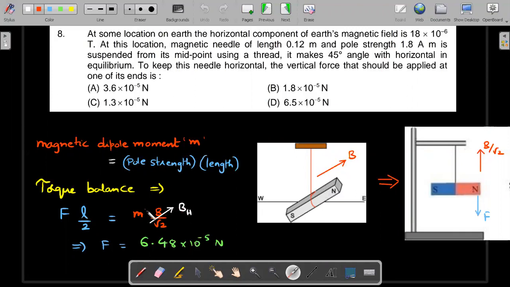Not only that, he didn't directly give the magnetic dipole moment of the bar magnet. You should know that it is nothing but the product of pole strength and length. You can check the units: ampere meter square is the unit of magnetic dipole moment. So substituting all the values, you get the required answer for the force as 6.48. I think the closest value is 6.5 into 10 power minus 5 Newton.